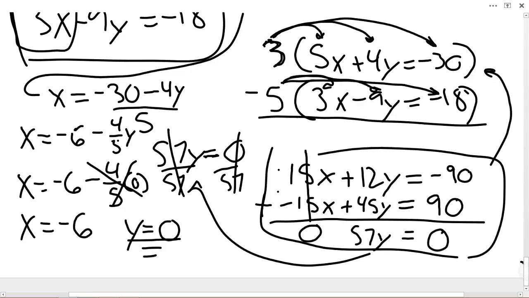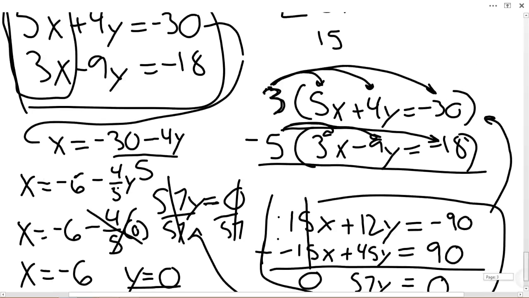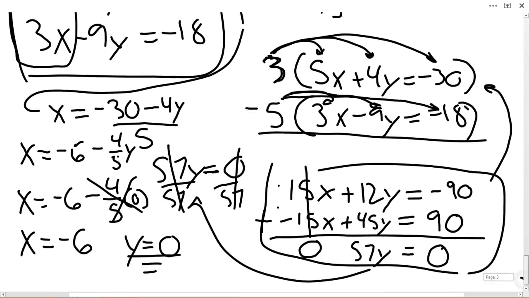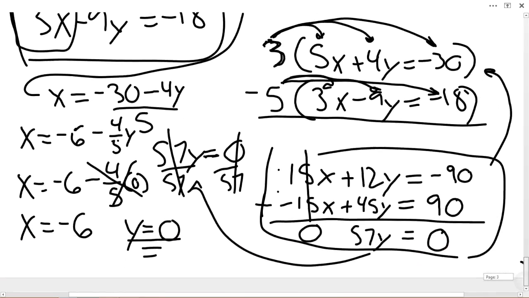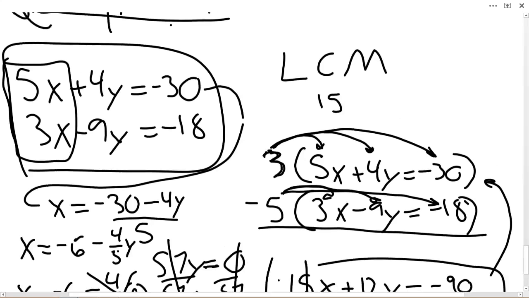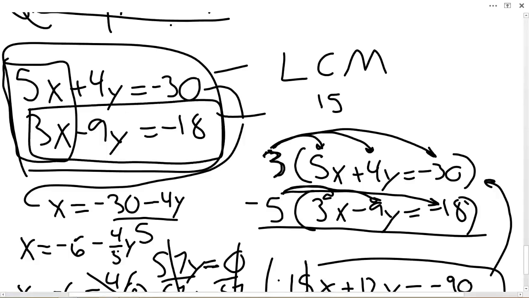All right. And lastly, just like always, let's double check our answers. So we got x equals negative 6 and y equals 0. If we plug in x and y into any of the two original equations, we should get whatever that number is equal to. So let's plug them into the second equation. Let me look at my calculator real quick.